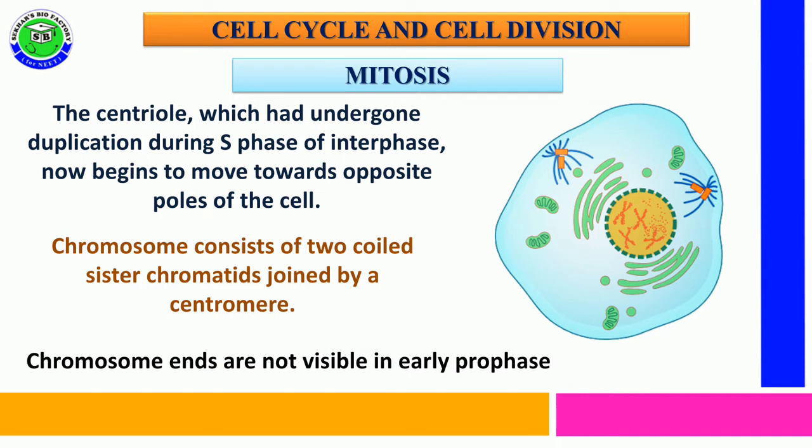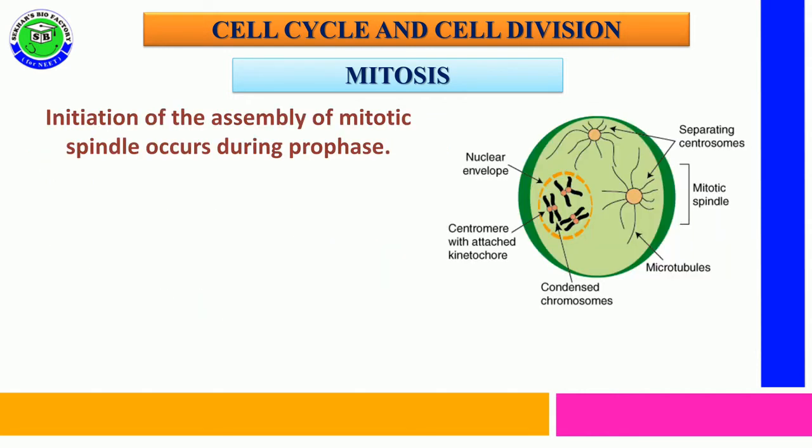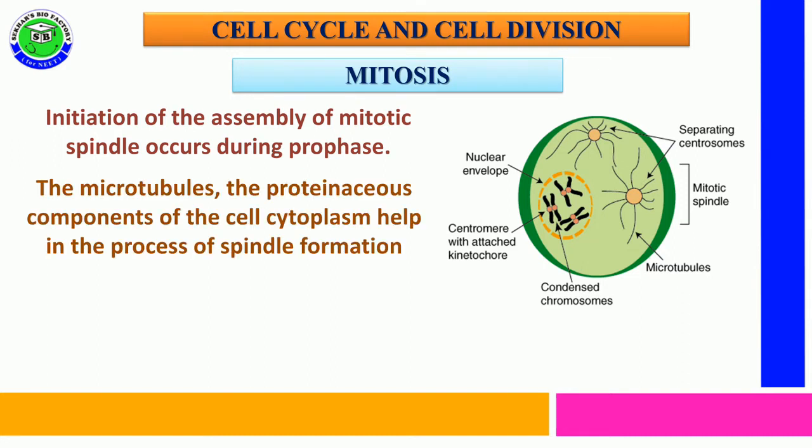In prophase, at the beginning or early prophase, the chromosomal ends are not clearly visible, and initiation of assembly of the mitotic spindle fiber occurs in prophase itself. In the cytoplasm of the animal cell, the microtubules, which are proteinaceous components, are assembled into spindle fibers, and this spindle fiber formation is initiated in prophase itself.